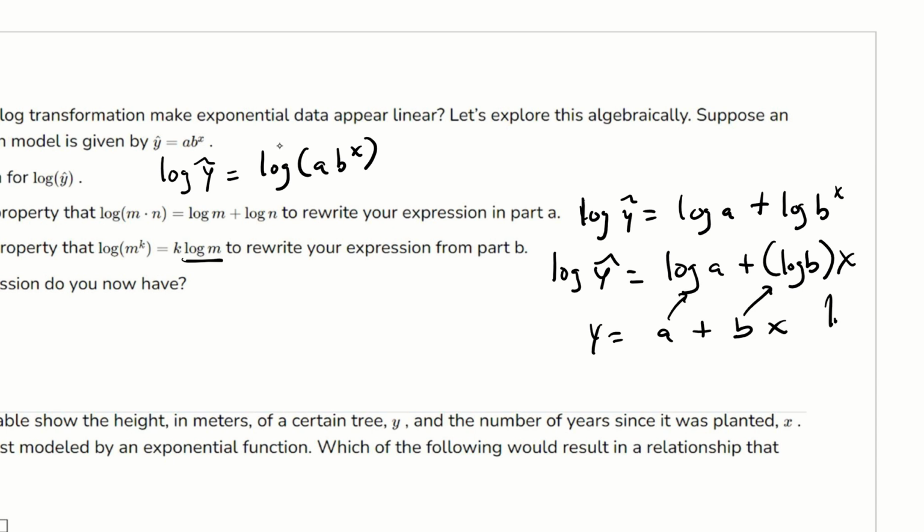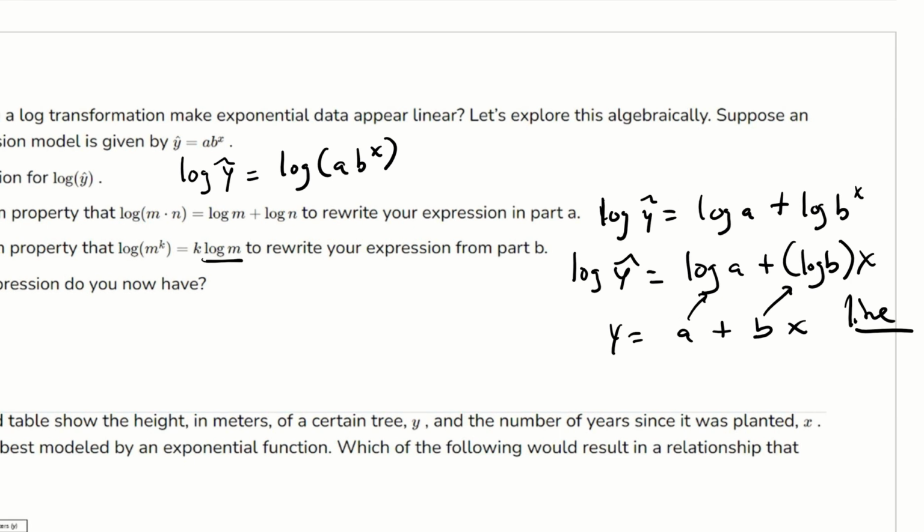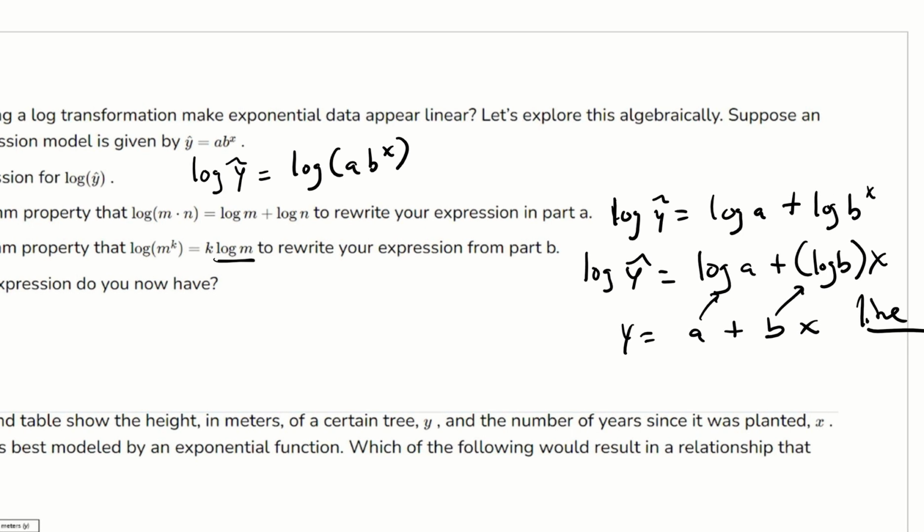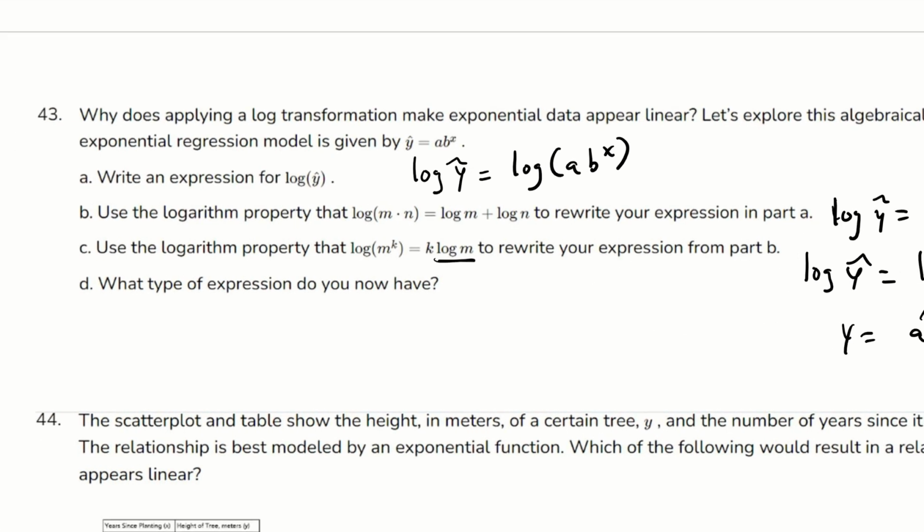All right, so it's a line. All right, so number 43C, the expression, or the equation, the expression is now linear.